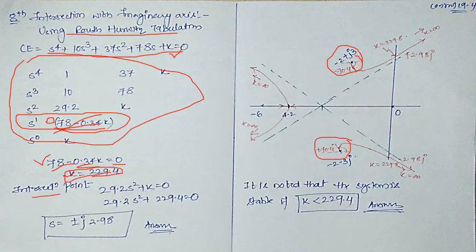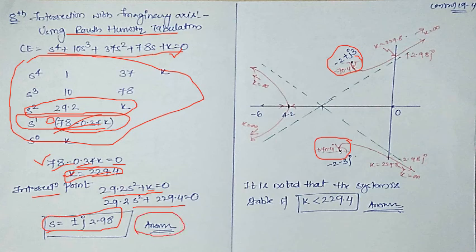Now the intersection point can be identified by considering the previous term. You need to form the auxiliary equation. So the auxiliary equation is 29.2 s square plus k, where k is 229.4, and then solve the equation. You will find the s value comes out to be plus minus j 2.98. So this is also one of the portions asked in this question, that determine the intersection with the imaginary axis. So these are the intersections.